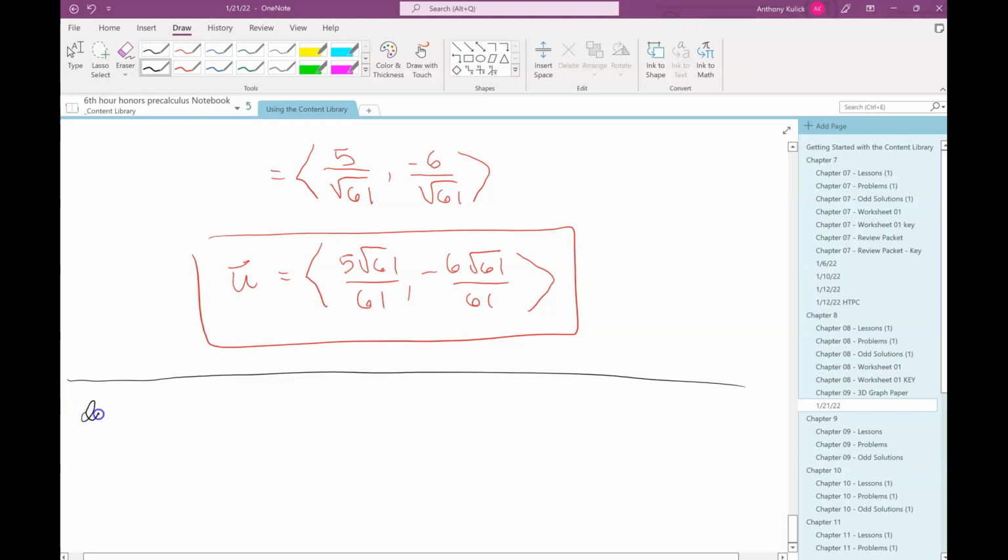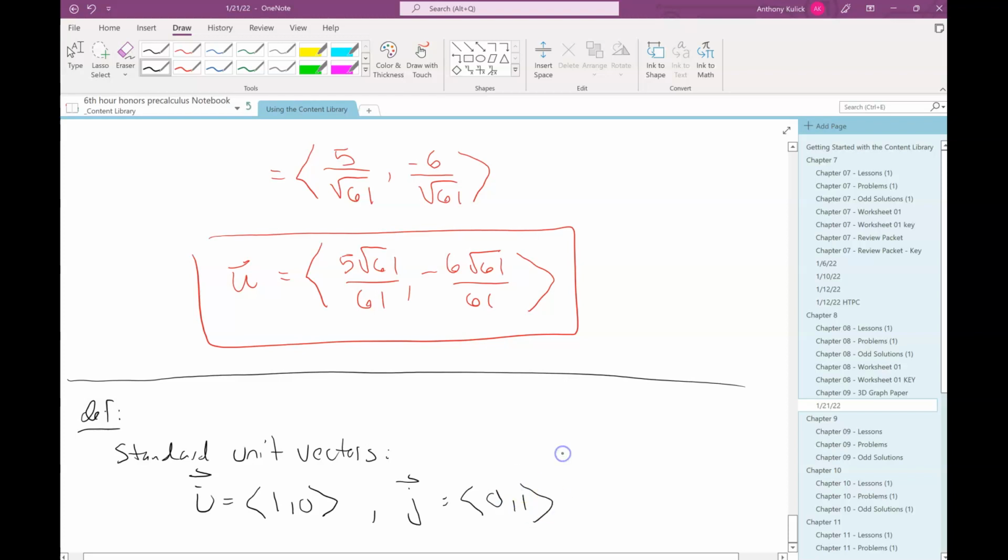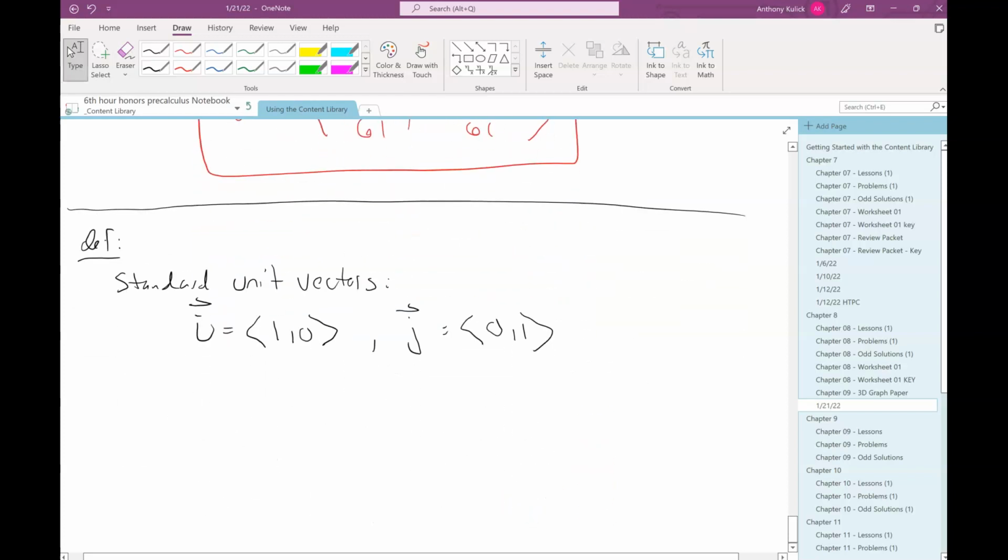There are 2 unit vectors that are of special importance. They're called the standard unit vectors. So the first one is called i, and it's equal to the vector 1, 0. And the second one is j, which is equal to the vector 0, 1. I said that backwards. Excuse me.